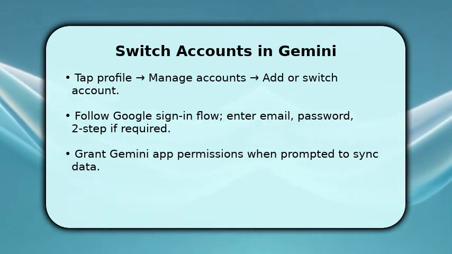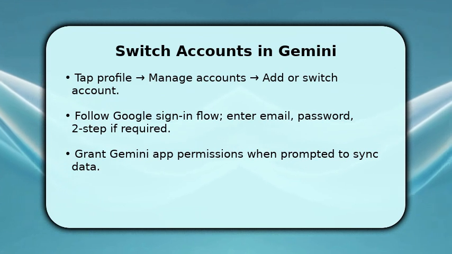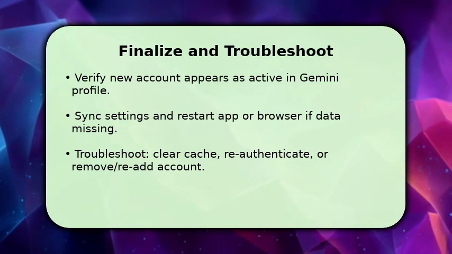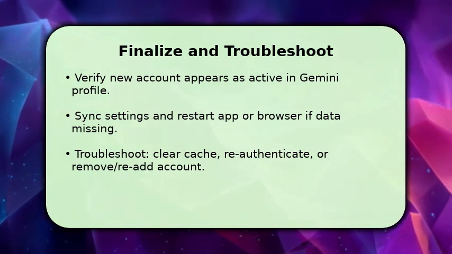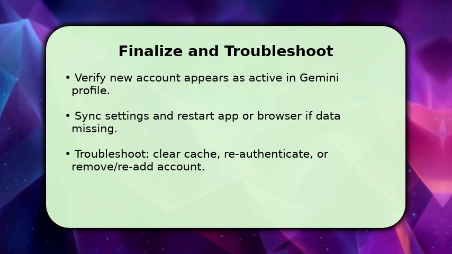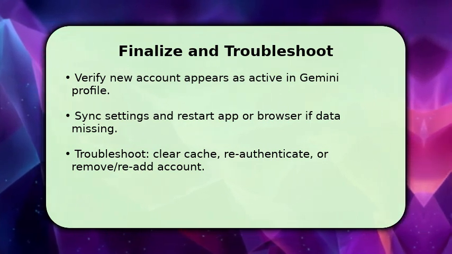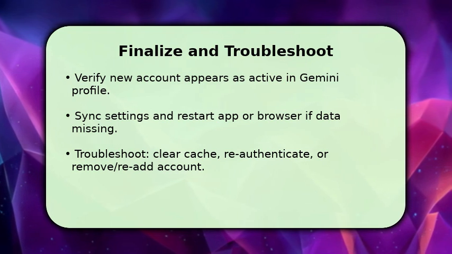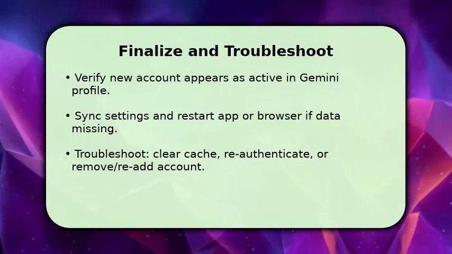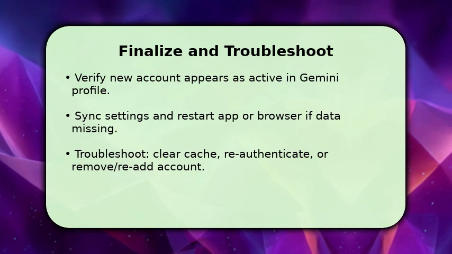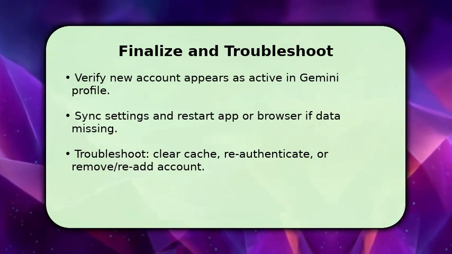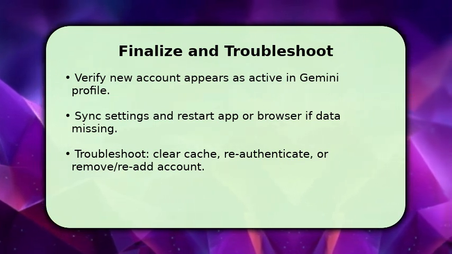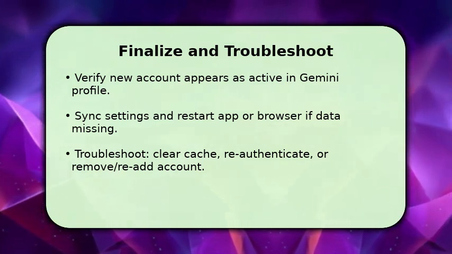Without permissions, it won't work. Finally, verify the new Google account is active in Gemini by checking the profile badge and testing a personalized query. If preferences or history don't appear, force a sync. Sign out and back in, or restart the app or browser to refresh tokens. If problems persist, clear Gemini's cache or remove and re-add the account in device settings, re-authenticate and re-grant permissions. If you still see the old account, ensure you fully signed out from Google services on the device and repeat the switch.